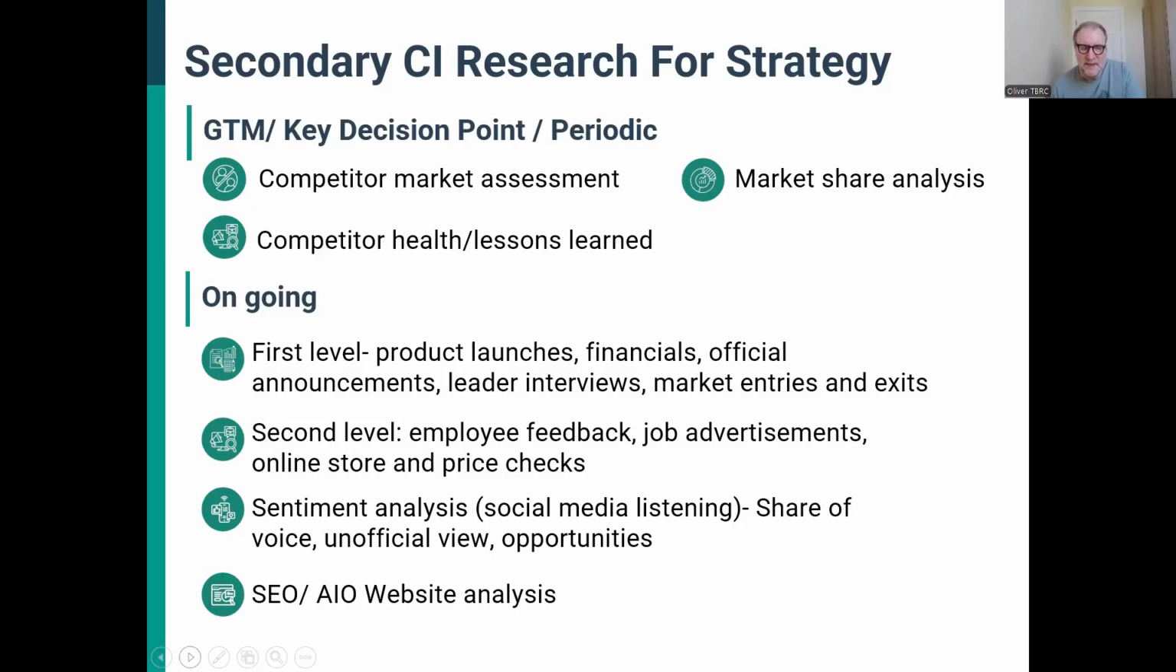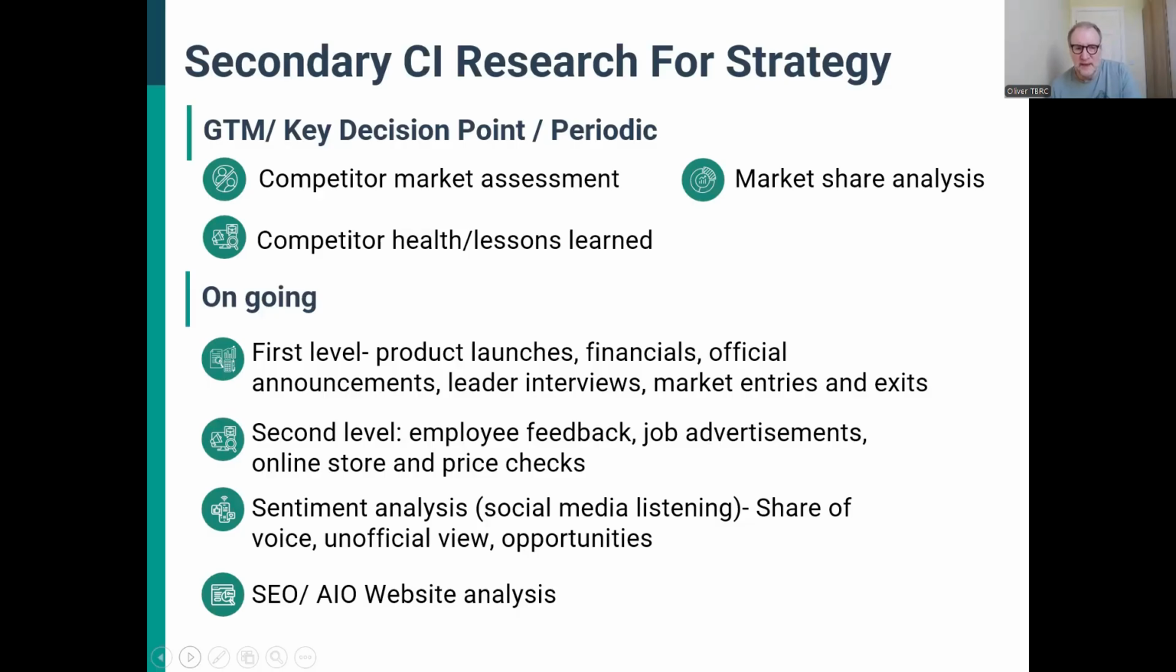So it can be immediate direct signals from the companies themselves, like product launches, financial updates, official announcements, interviews by the senior management, market entry or exit announcements. So there's the first level, which is really what the company is telling you about itself. The second level is what the company is telling you about itself, maybe somewhat inadvertently.